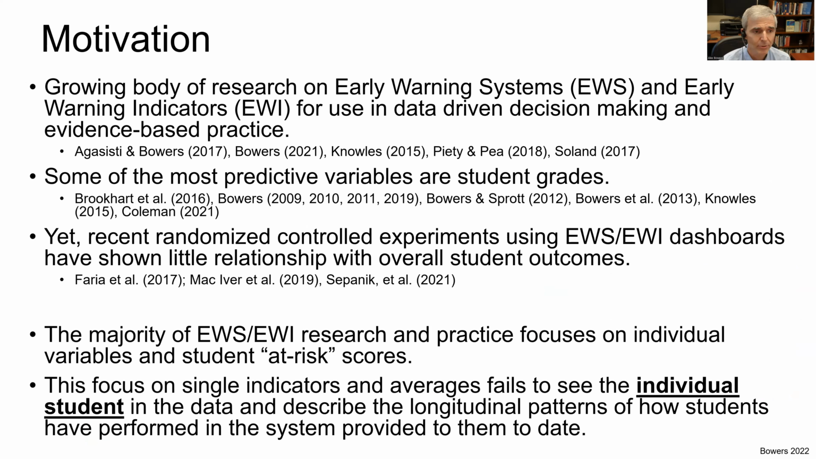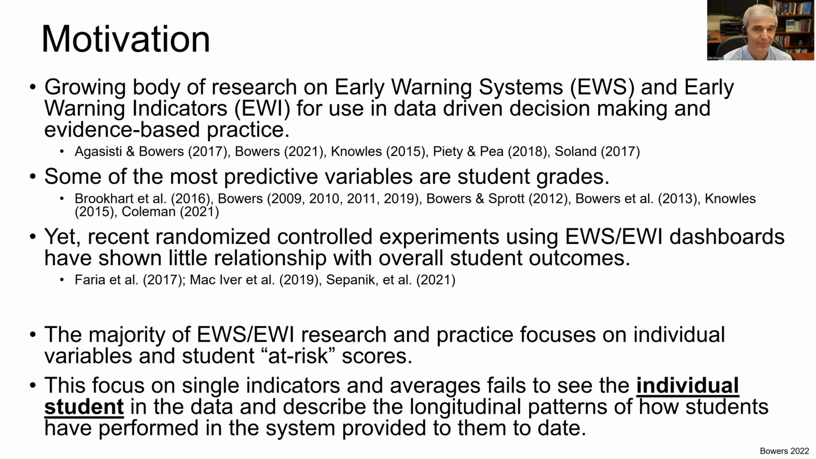Yet recent randomized controlled experiments using early warning systems and early warning indicator dashboards have shown little relationship with overall student outcomes. Most of these are in the United States, but if you give school districts a dashboard with early warning systems and early warning indicators in it, you don't get much of a change in the randomized controlled experiments. The majority of early warning system and indicator research and practice focuses on individual variables and student at-risk scores.